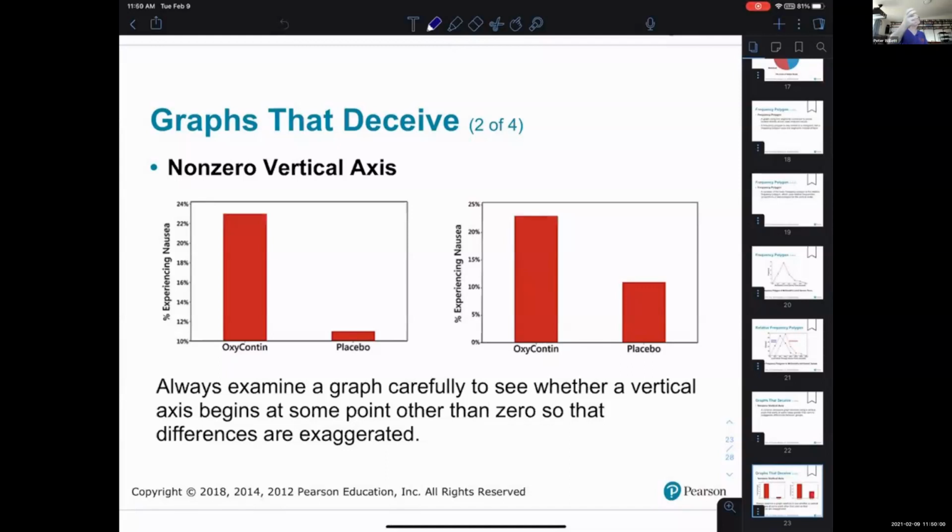And you can see that from the bars on the right graph, but it's very misleading or deceptive on the left graph to make the suggestion that Oxycontin was drastically more than placebo, as opposed to being twice as much. So this is an example where the graph on the left is deceptive because it gives a comparative impression that's contrary to the actual values of the data.